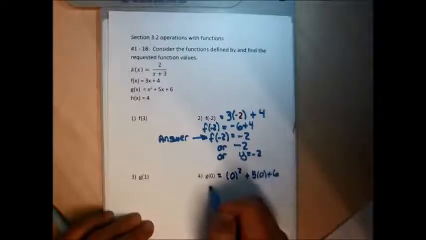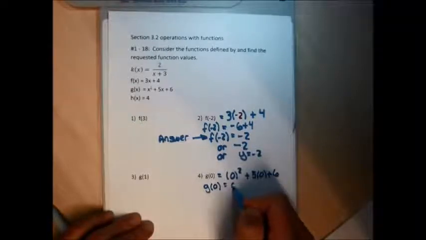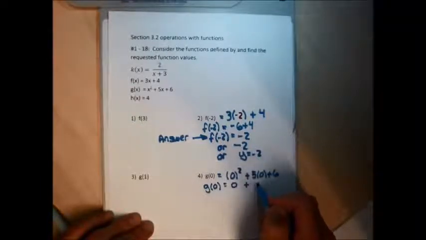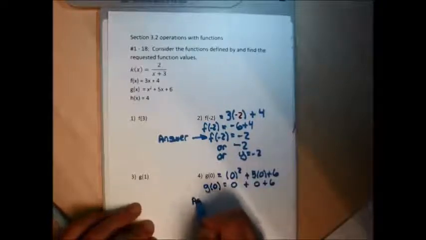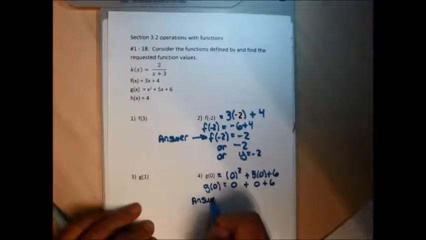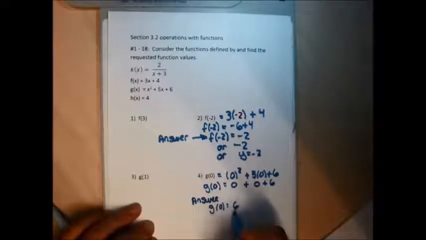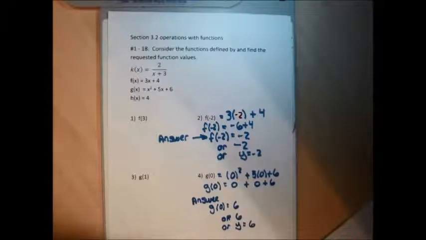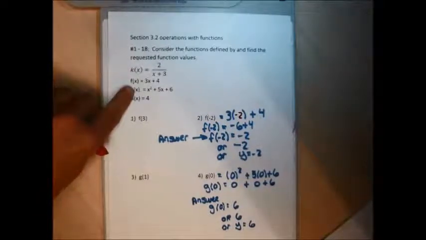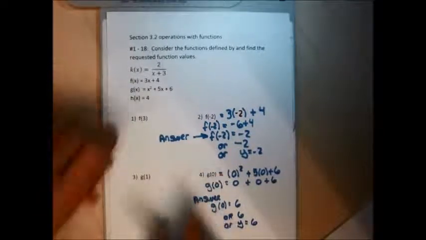So g of 0 is 0 squared, which is 0 times 0, which is 0, plus 5 times 0, which is 0, plus 6. For my answer, I can write g of 0 equals 6, or I can just write the number 6, or I can write y equal to 6. It would be wrong to write x equal to 6, because for this particular problem, x is equal to 0.